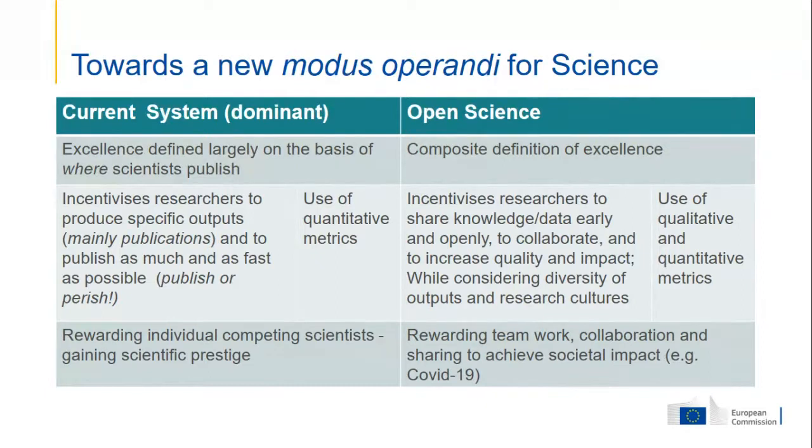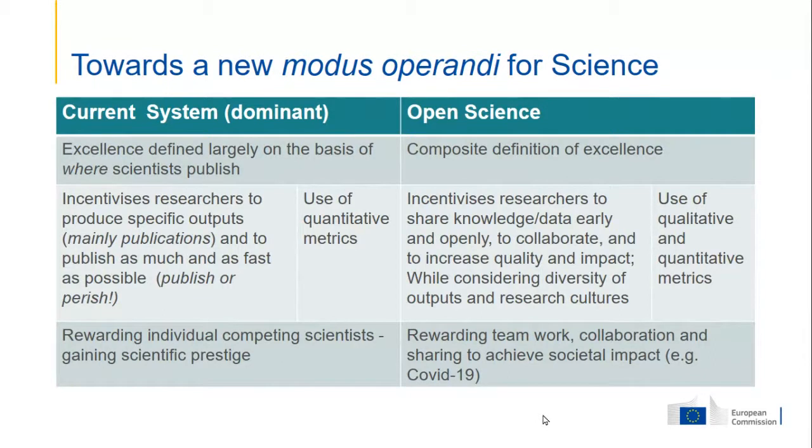So we cannot reward scientific quality or performance based on where. It has to be on the intrinsic value of the publication, on its quality, on the quality of the research that underlies it, and on the impact. So we want to go towards a more composite definition of excellence. The current system also incentivizes researchers to produce mainly publications, whereas, as I was explaining earlier in the reproducibility discussion, there are many other outputs that are extremely important today.